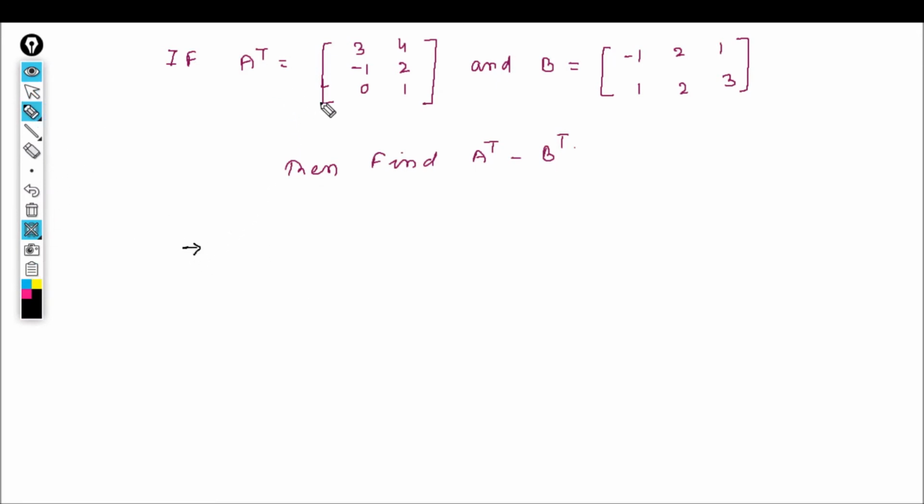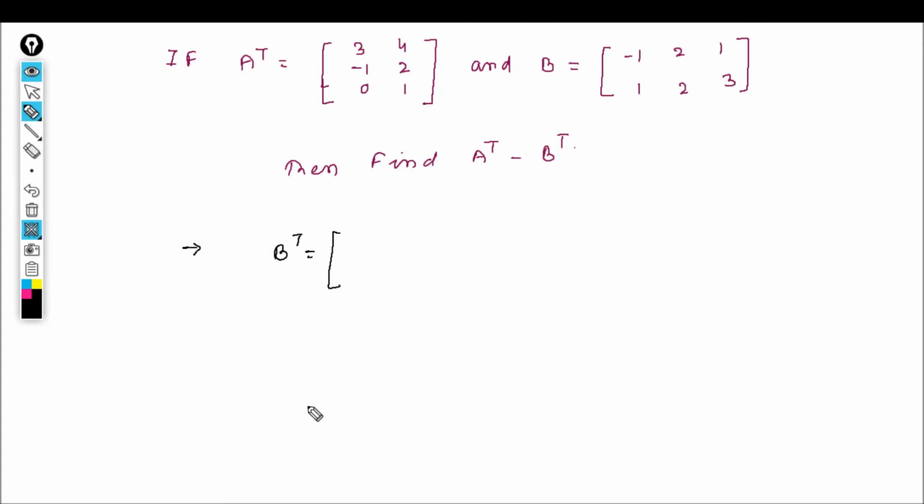Transpose of A matrix is given and B matrix is given here. We have to find transpose of A minus transpose of B. We have already been given transpose of A. We will calculate transpose of B. So transpose of B, what is the transpose of a given matrix?